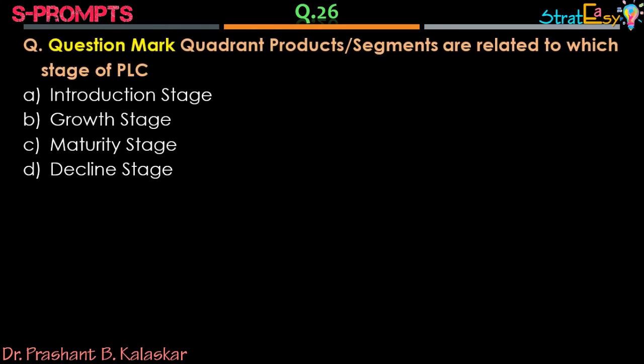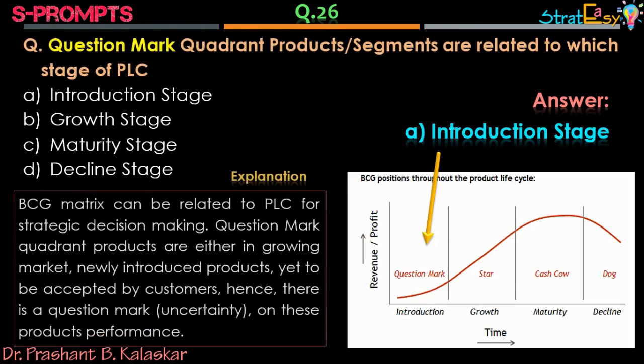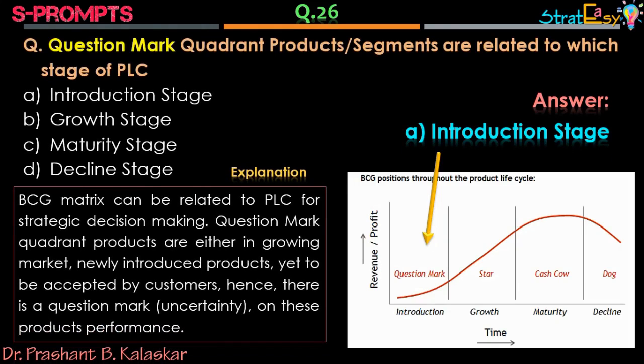Question number 26. Question mark quadrant products or segments are related to which stage of product life cycle? And the right answer is option A, introduction stage. BCG matrix can be related to product life cycle or industry life cycle for strategic decision making. Question mark quadrant products are either in a growing market, newly introduced products, yet to be accepted by the customer, and hence there is a question mark, uncertainty, on these products' performance.